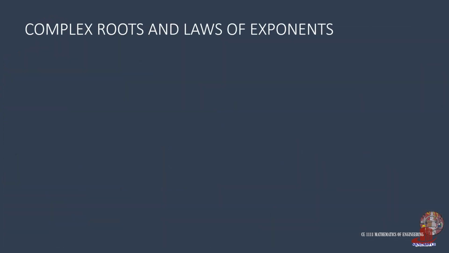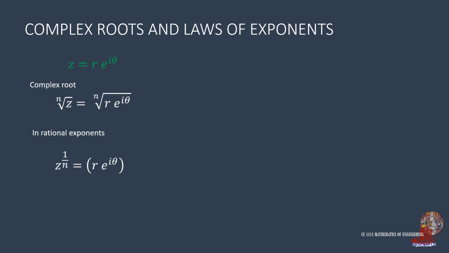With z as r times e raised to i theta as the exponential form, the complex root makes the nth root of z as the nth root of the expression r times e raised to i theta. Place the radicals in rational exponents. The equation becomes z raised to 1 upon n is equal to r times e raised to i theta, all raised to 1 over n.